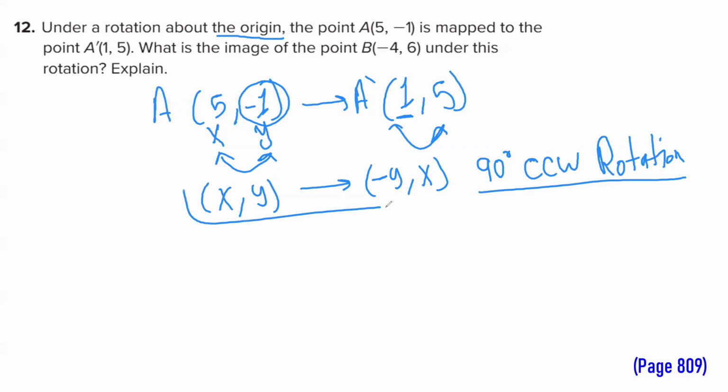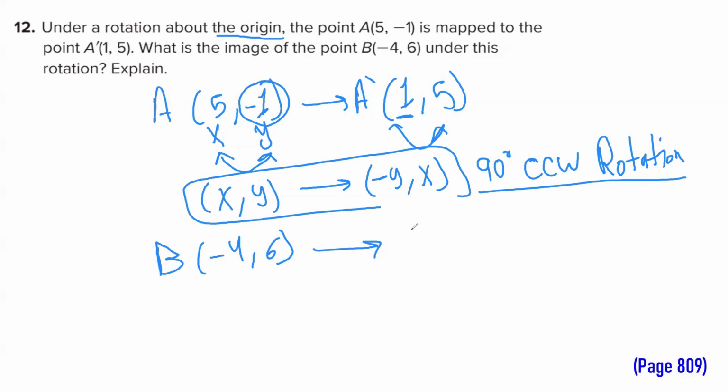So I'm going to apply the same rotation on the other point, which is B. B is -4 and 6. So all you need to do is just change the sign of the y coordinate and switch the points. So you will get -6 and -4. So this is B prime. A very important note to keep in mind: always change the sign of the coordinates and then do the switching. So that's it for that question.